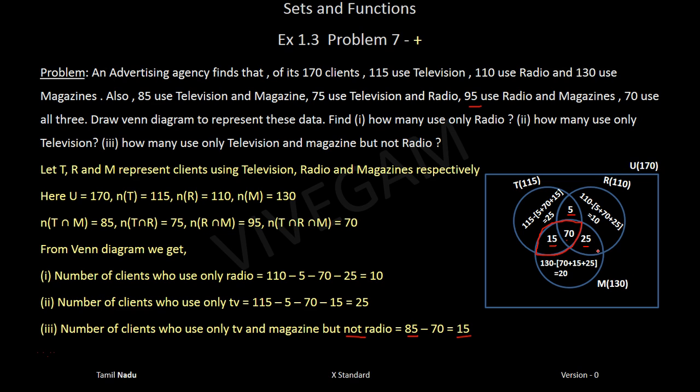This whole thing is 95. So this is radio also included. That is, this 70 is radio, magazine and television. So this 95 includes radio and magazine only. So if you remove the 70, we get this area, which is radio and magazine only. So that is 25.